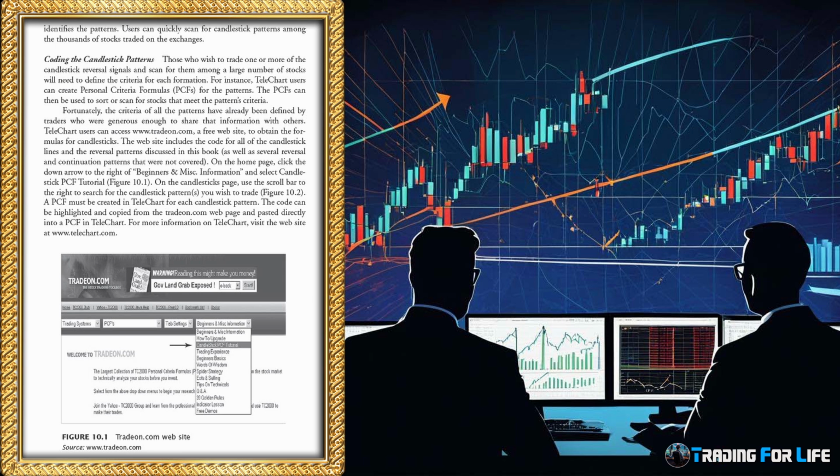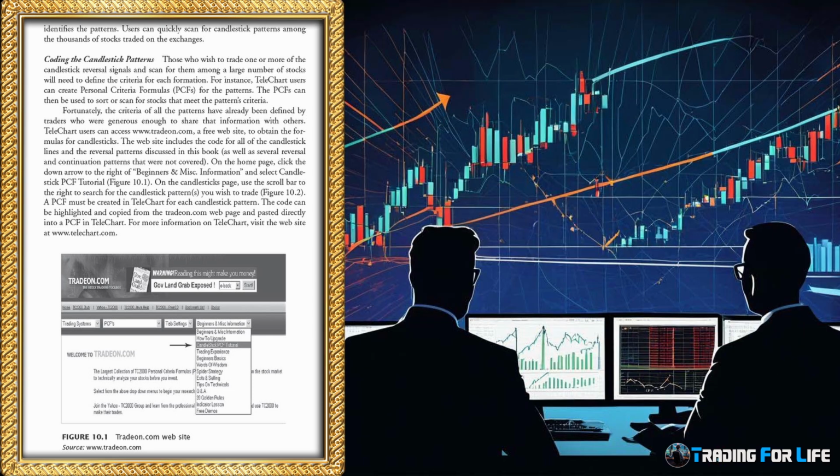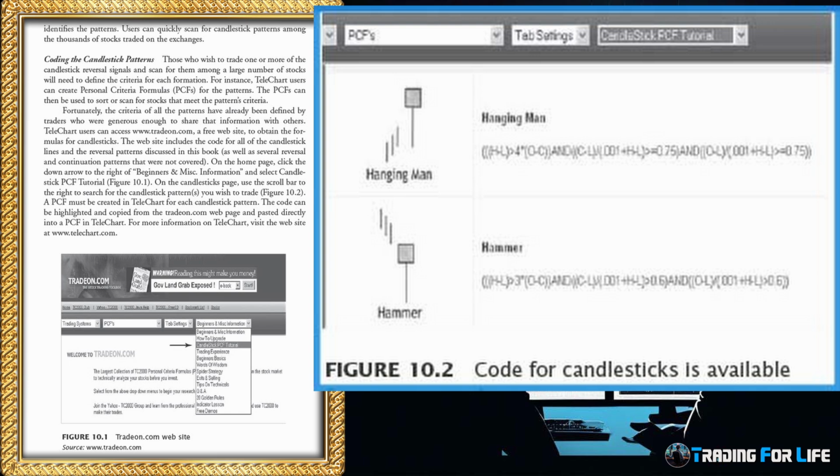On the homepage, click the down arrow to the right of Beginners and Misc Information and select Candlestick PCF Tutorial. Figure 10.1. On the Candlesticks page, use the scroll bar to the right to search for the candlestick patterns you wish to trade. Figure 10.2. A PCF must be created in TeleChart for each candlestick pattern. The code can be highlighted and copied from the tradion.com webpage and pasted directly into a PCF in TeleChart.